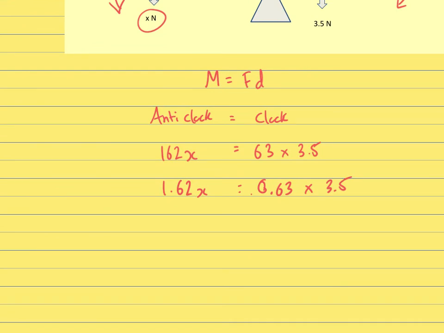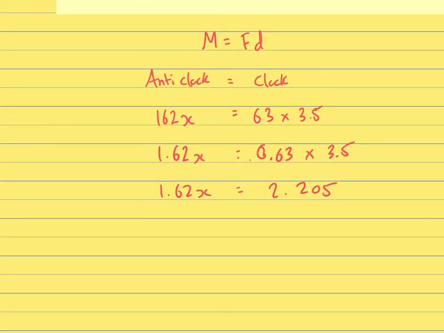Now I can solve. So I can solve for this side. 0.63 times 3.5 is going to give me 2.205. And then 1.62x. Now to get x on its own, I need to divide both sides by 1.62. So x now becomes 2.205 divided by 1.62. So x equals 1.36. Now, because I converted at this point to meters, I'm going to keep it as a Newton meter.